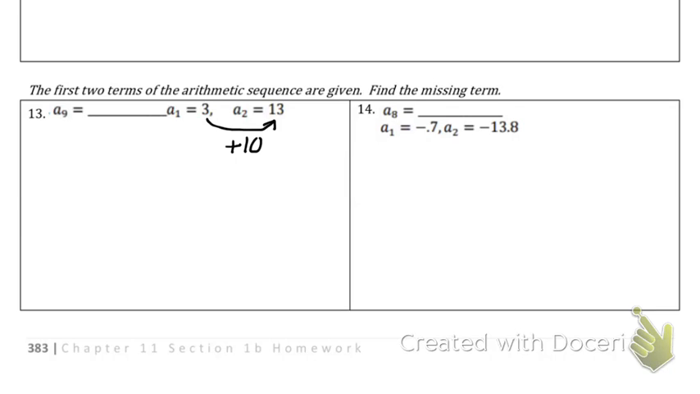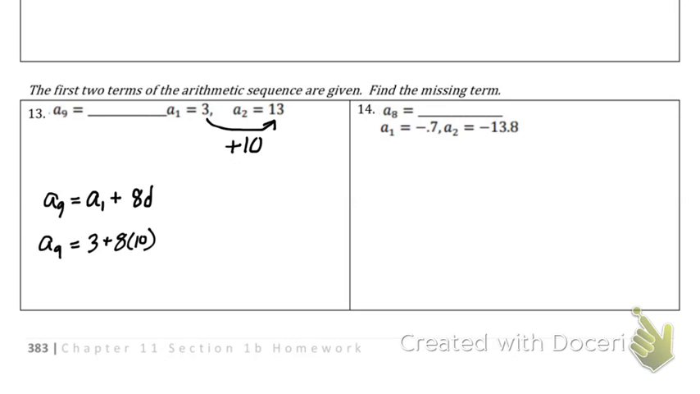Or we could say, well, a sub 9 is just going to equal either the first or second term, doesn't matter. Let's just say a sub 1, plus, we got to count how many steps are between 1 and 9, and that's going to be 8 steps. So it'd be 8 times our common difference because it's 8 steps. Well, I know a sub 1 is 3, so a sub 9 is going to equal 3 plus 8 times our d, which is 10, which is 83. Either way will get you the same answer.